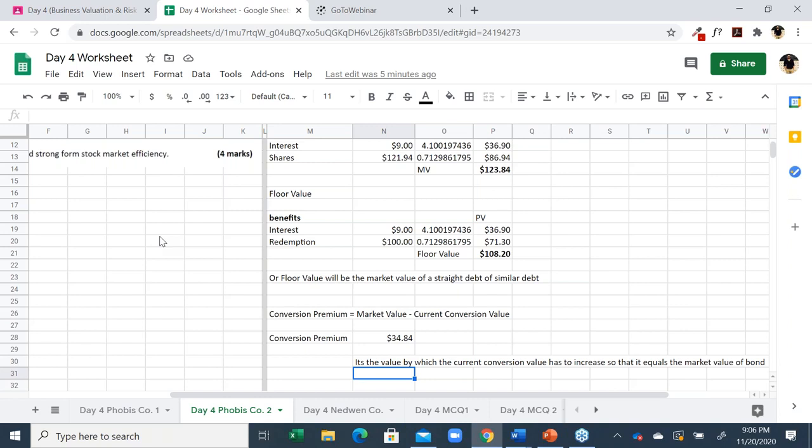Now, the speed at which this market responds to a piece of information is called the efficiency of the market.